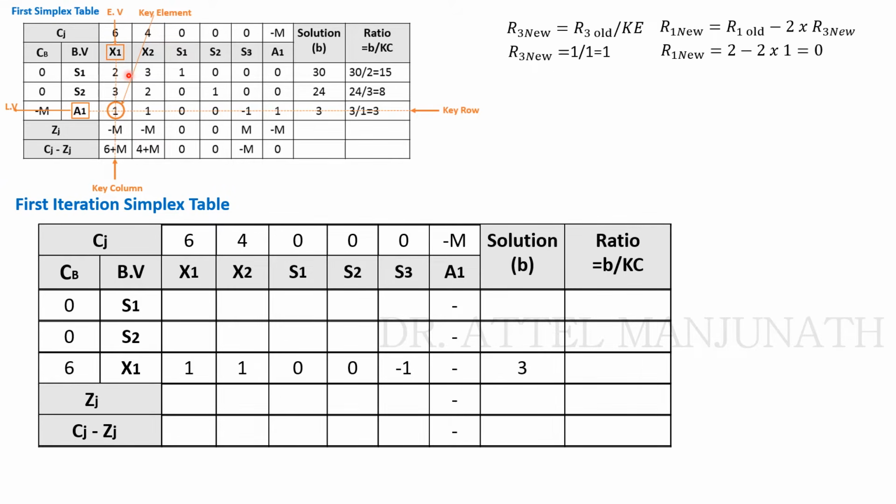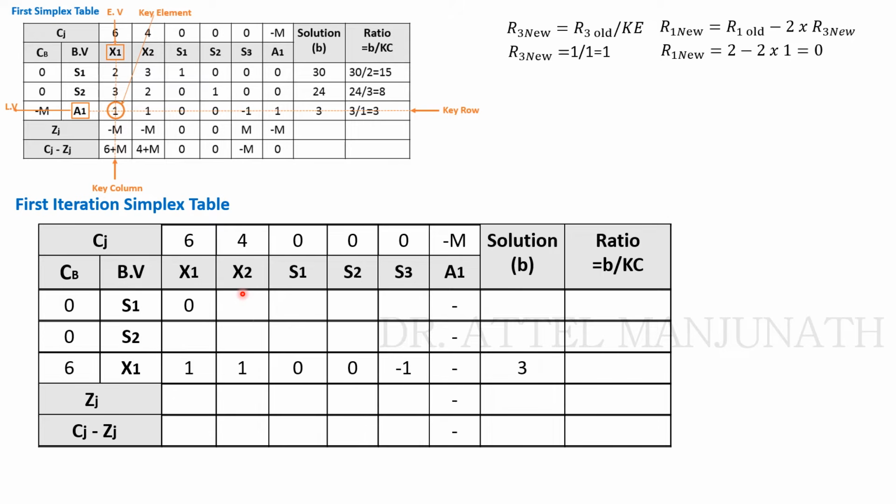So now you take R1 equal to R1 old minus 2 into R3 new. Whatever row 3 value you have calculated, the new cell value, that is 1. So R1 old we have considered as 2, that minus 2 into 1, if you do, you will get 0. So that value you can write for the S1 cell here.